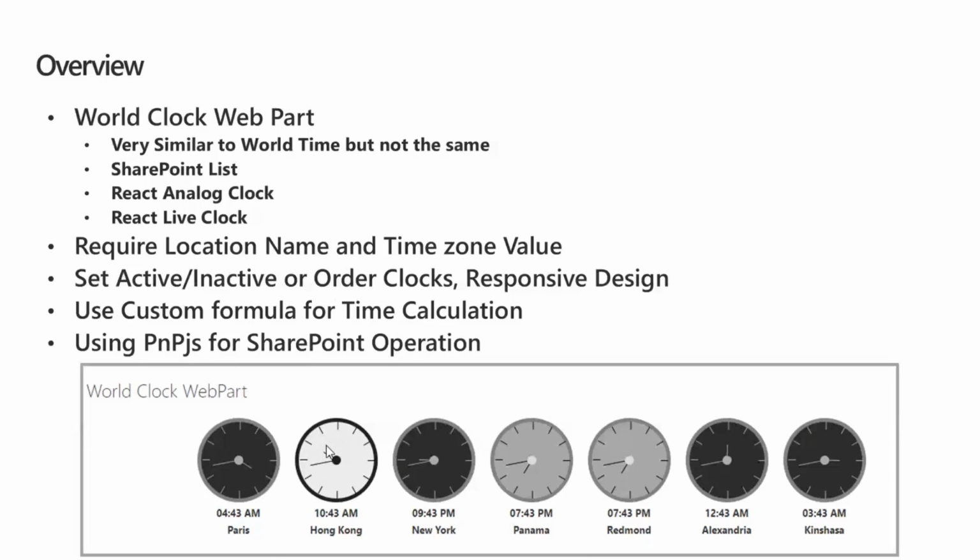The two types of clocks the web part uses are the analog clock and a live clock. Both are available on GitHub and are free to use, so I picked them instead of creating everything from scratch. I don't think I would be able to create them anyway. So let's quickly jump into the demo. Switching to my SharePoint site.